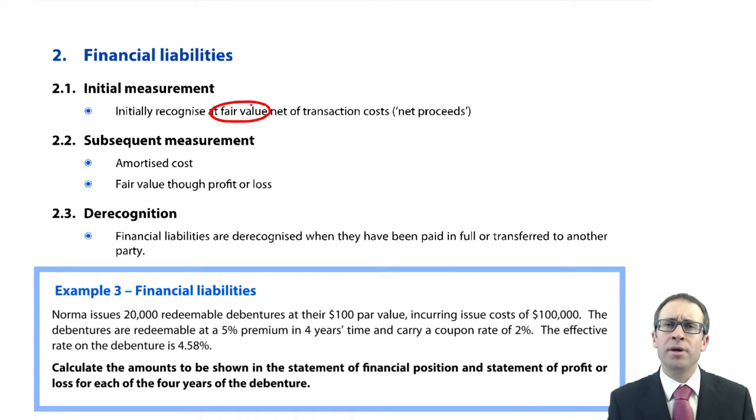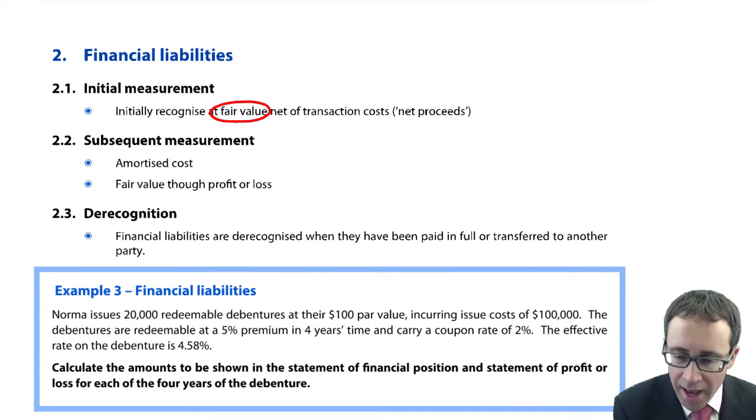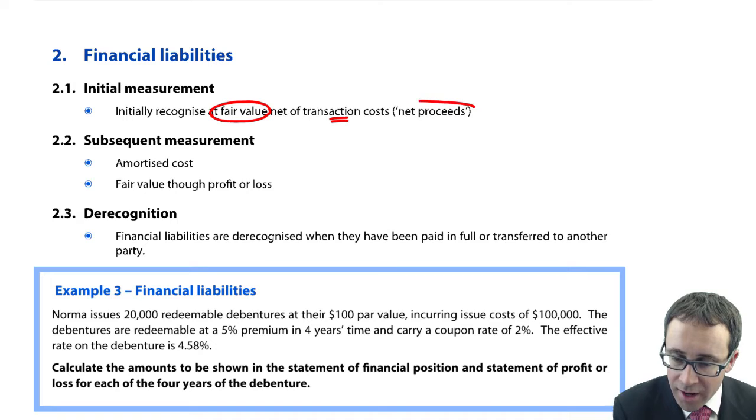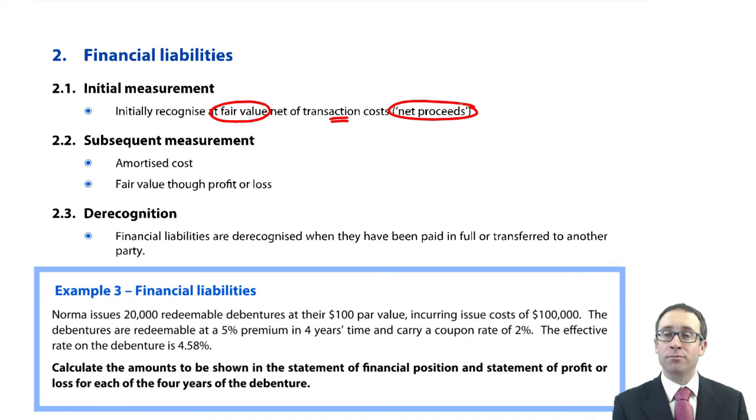However, be on the lookout in case there are any associated transaction costs, because if there are transaction costs, we recognise the financial liability at your net proceeds. That's the proceeds less the transaction costs. So if you raise $2 million worth of finance and you pay $100,000 of transaction costs, you net the 2 million and the 100,000 off to get the 1.9 million.